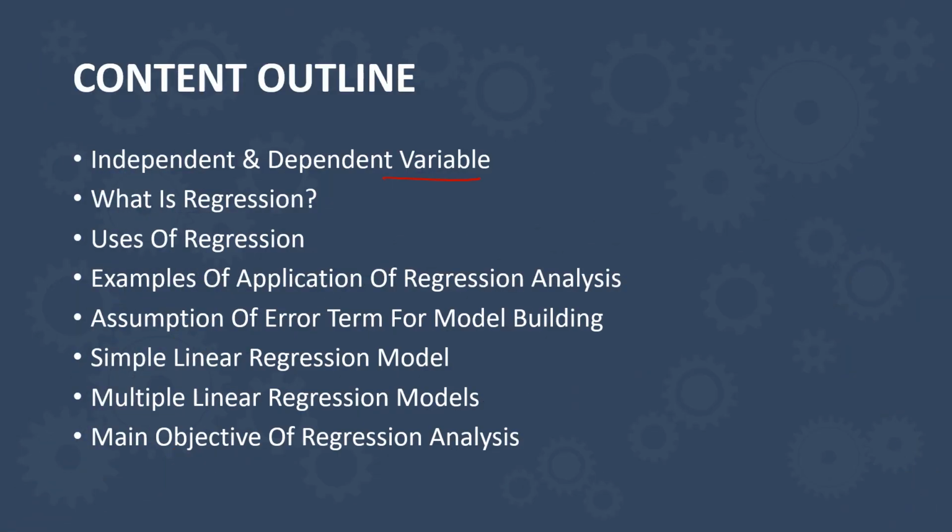We will begin by exploring the difference between independent and dependent variables. Next, we will define what regression is. After that, we will look at some practical uses of regression. And to make these concepts more clear, we will go through specific examples of how regression is used in different fields. And then before we dive into building models, we need to discuss the assumptions of the error term. These assumptions are essential to make sure that our regression models are valid and reliable.